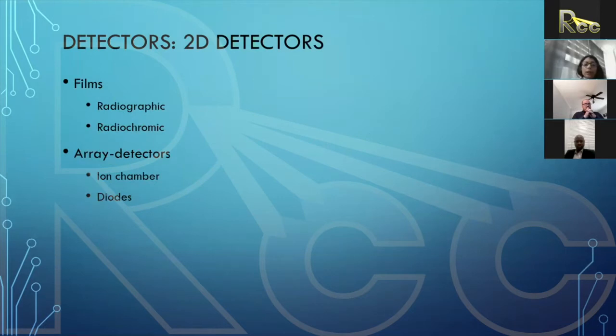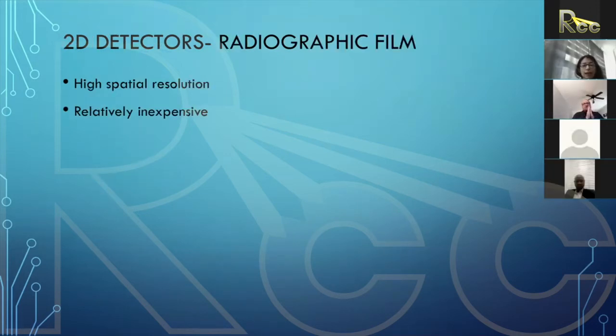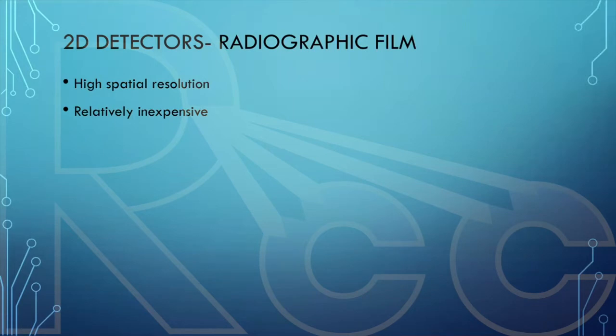Now we are going to switch to the 2D type of detectors. For this one, we can use films or array detectors. For films, we can use the radiographic or the radiochromic film. And for the array type of detectors, we have an array of ion chambers, or we can have an array of diodes. They give us a very high spatial resolution. They are relatively inexpensive.